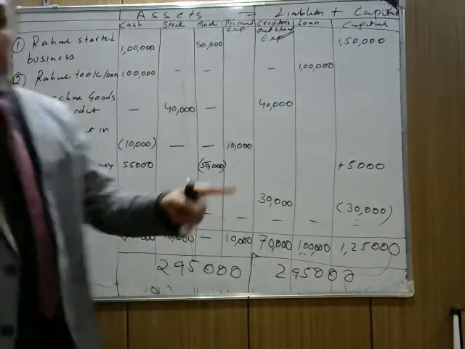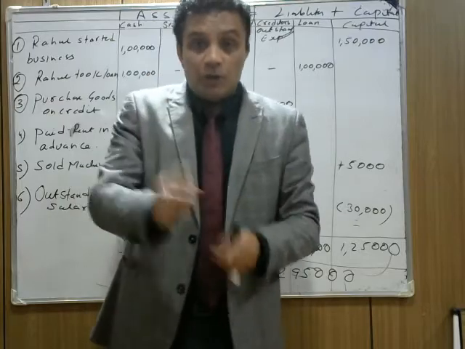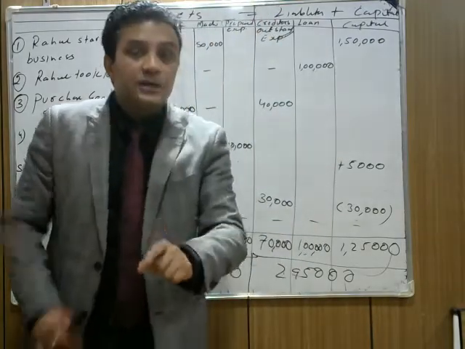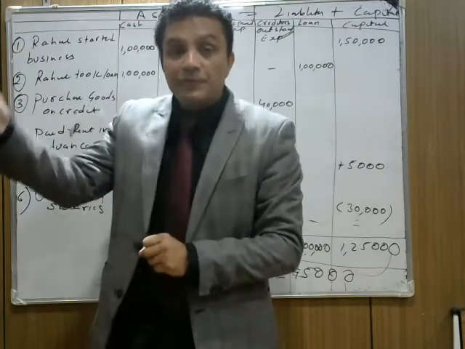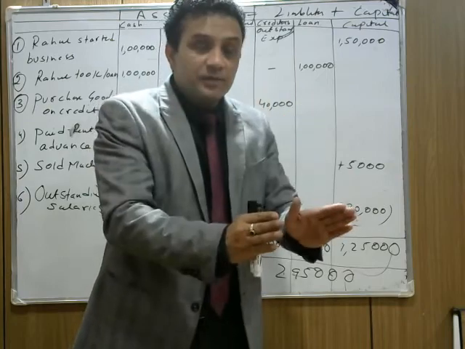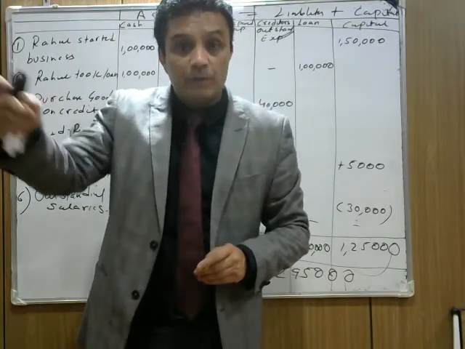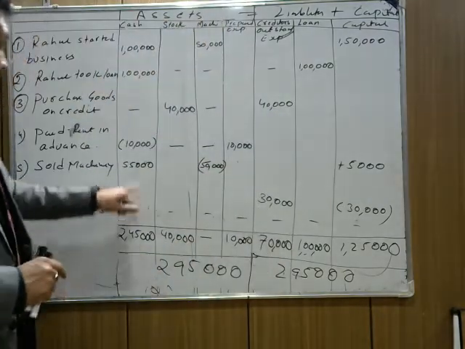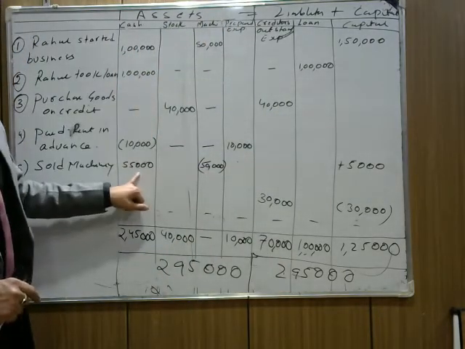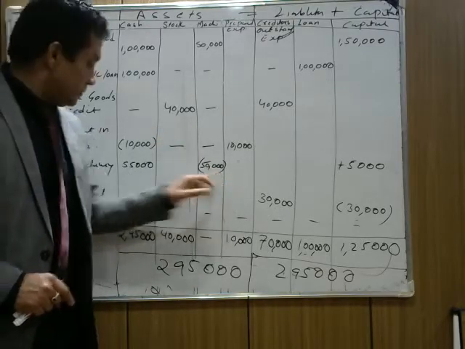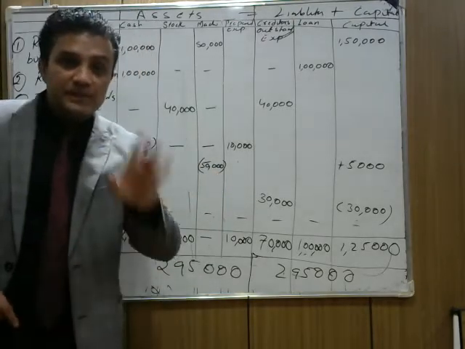Sold machinery. Now you sold machinery on cash at a profit. The cost of machinery was 50,000 and you sold for rupees 55,000. Is it clear? So this transaction affects assets and capital. Now let's see here. You get cash rupees 55,000. 50,000 worth of machinery goes out and 5,000 is profit because you sold.